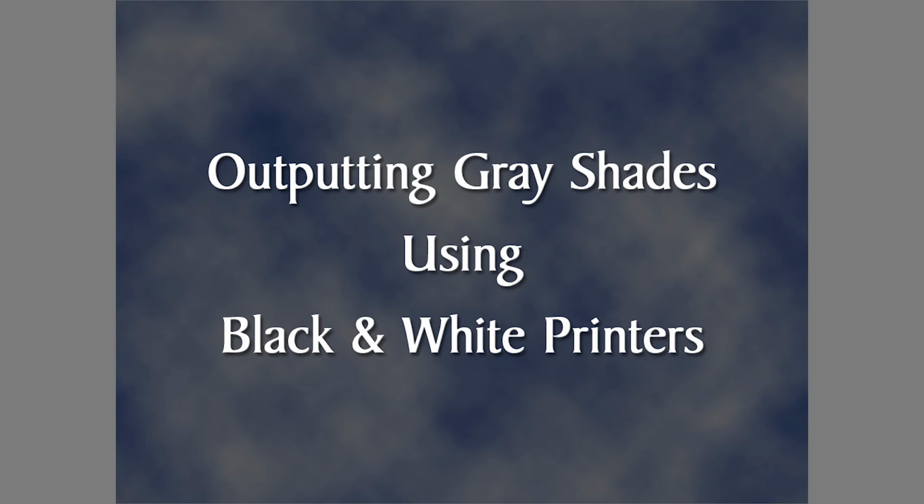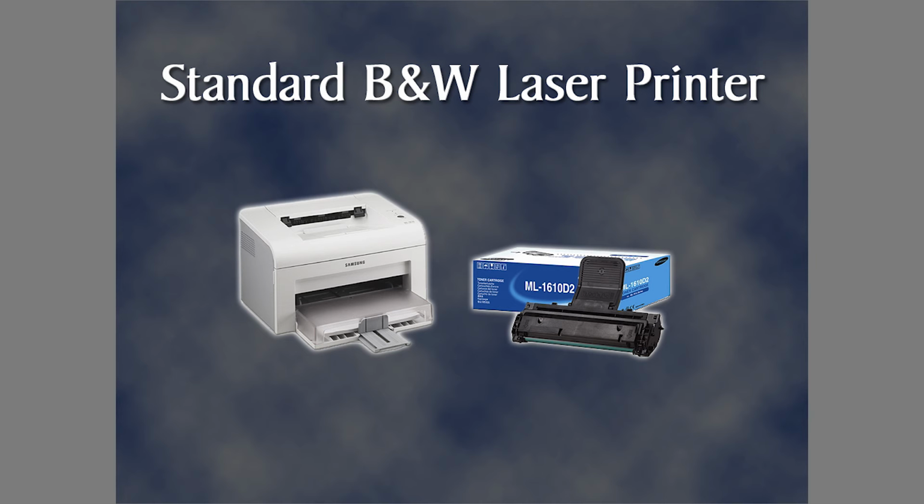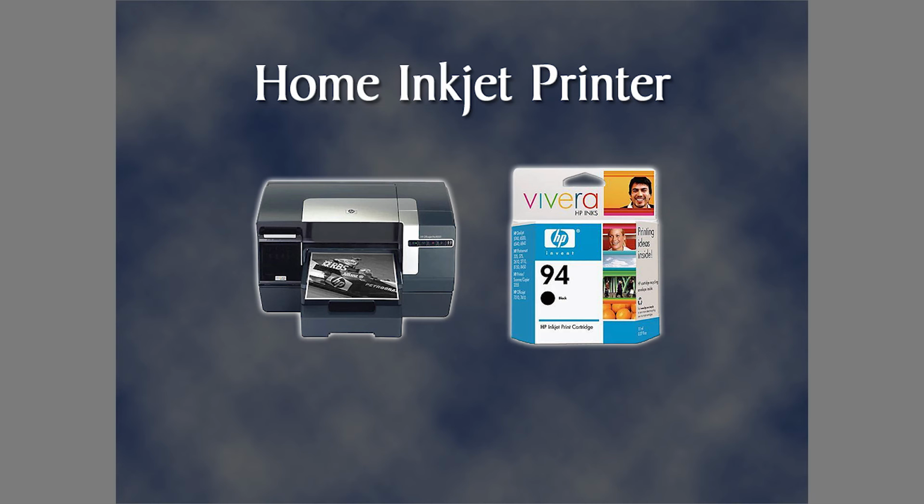Outputting gray shades using black and white printers. Here's the big question. How can a magazine or newspaper printed using only black ink faithfully reproduce all these shades of gray and produce photorealistic results? A standard laser printer uses only one toner cartridge, and it's black. How can this device generate totally convincing grayscale prints using only black toner? Likewise, your home inkjet printer uses black ink for printing grayscale images, and they look great.